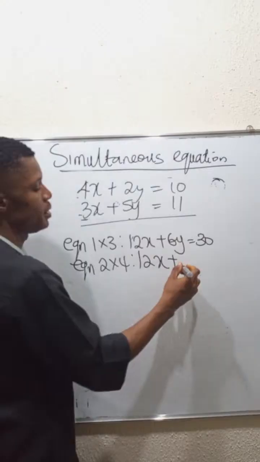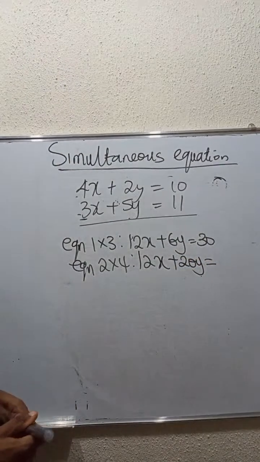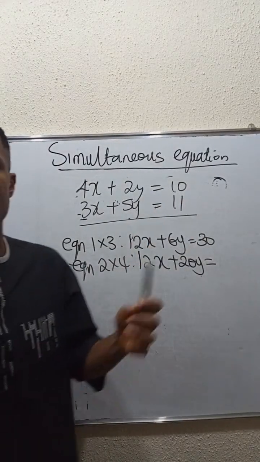5y times 4 will give you 20. You have it as 20y is equal to 4 times 11. What's 4 times 11?